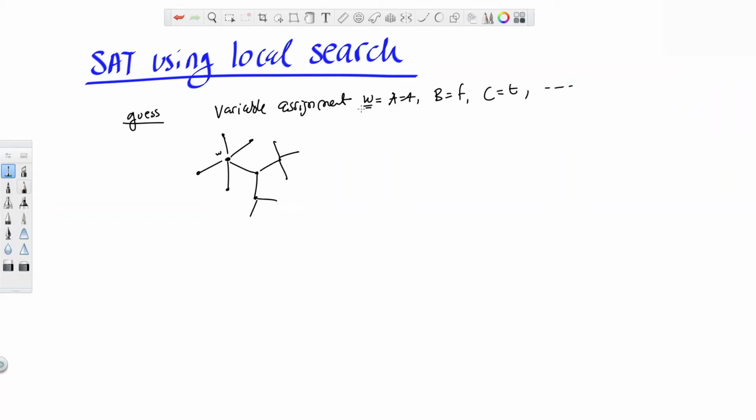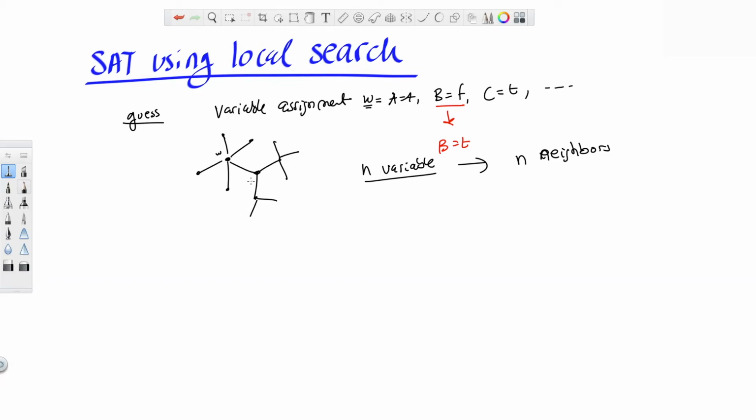Okay, so in this case, if I go ahead and say, let me make B equals true, that would be one neighbor. Which means if I have n variables, then every node will basically have n neighbors, because I can just flip one of the n variables. Okay, so this is the first concept. If I'm here and it doesn't work, then I can go to one of these guys. And then I'm here. If it doesn't work, then I go to one of these guys.